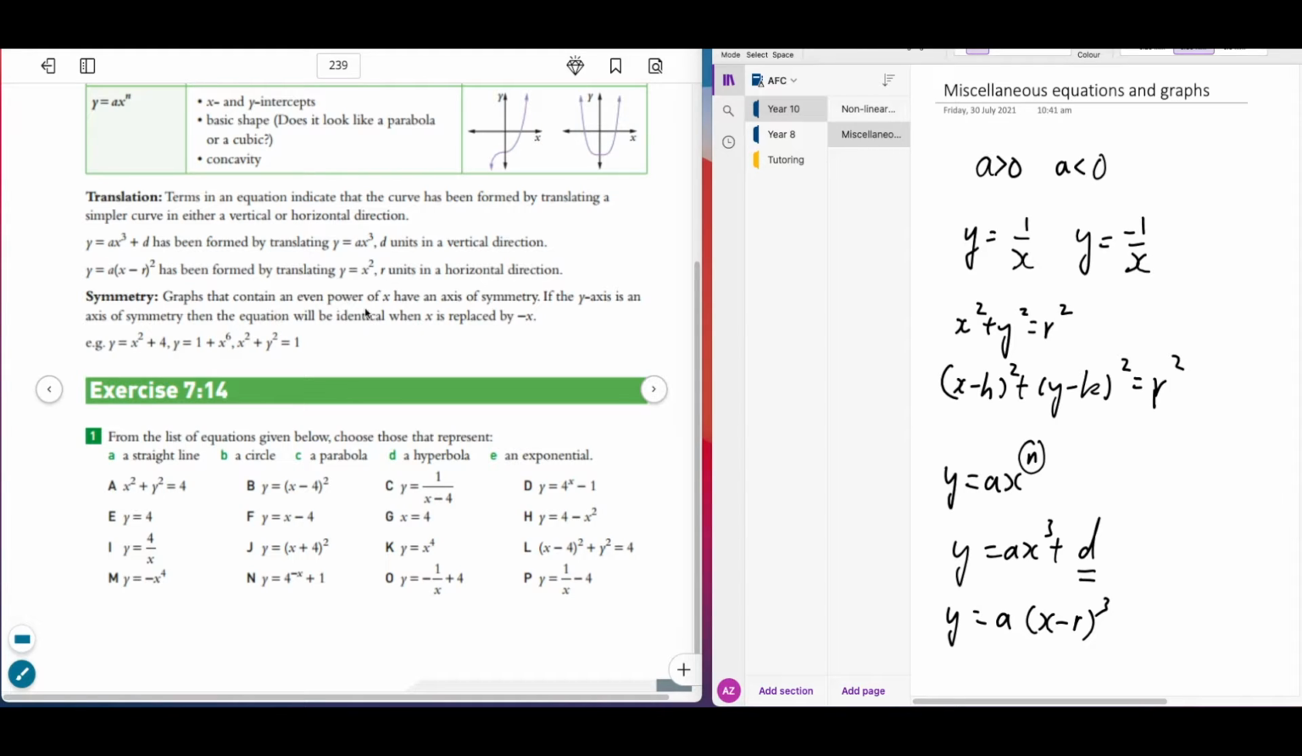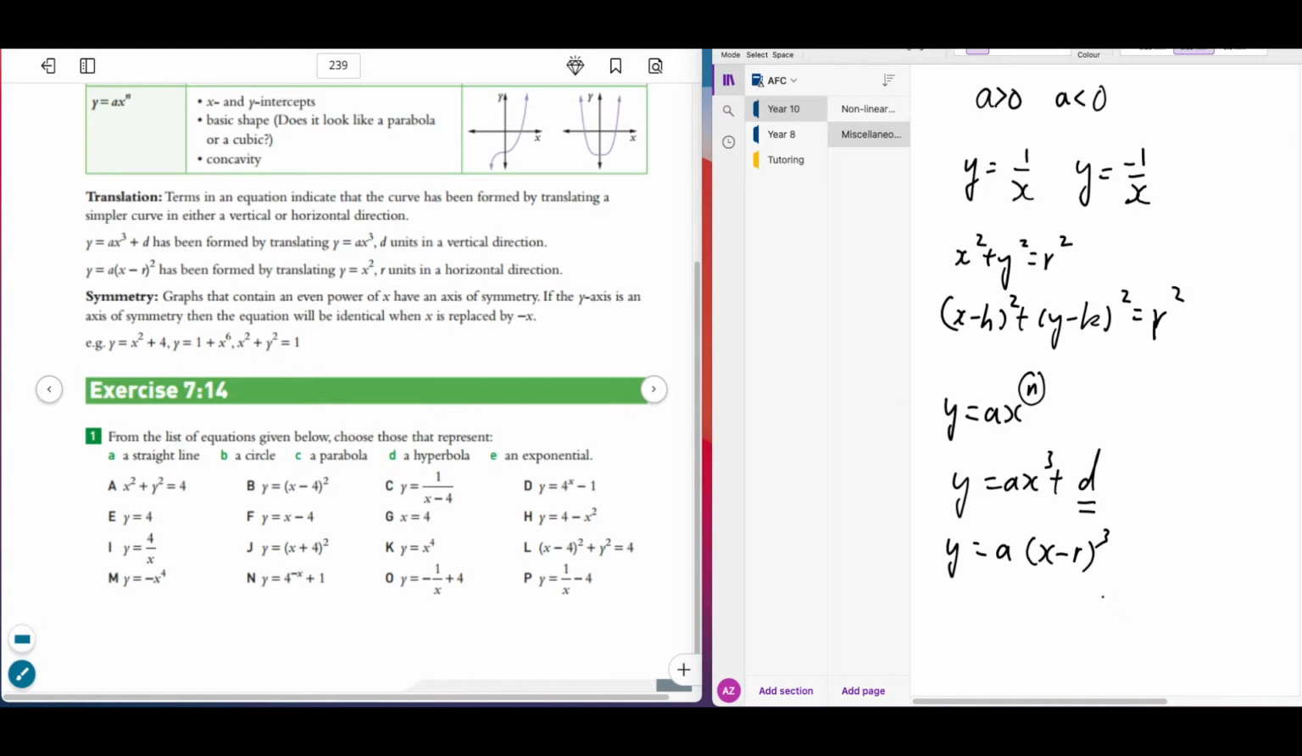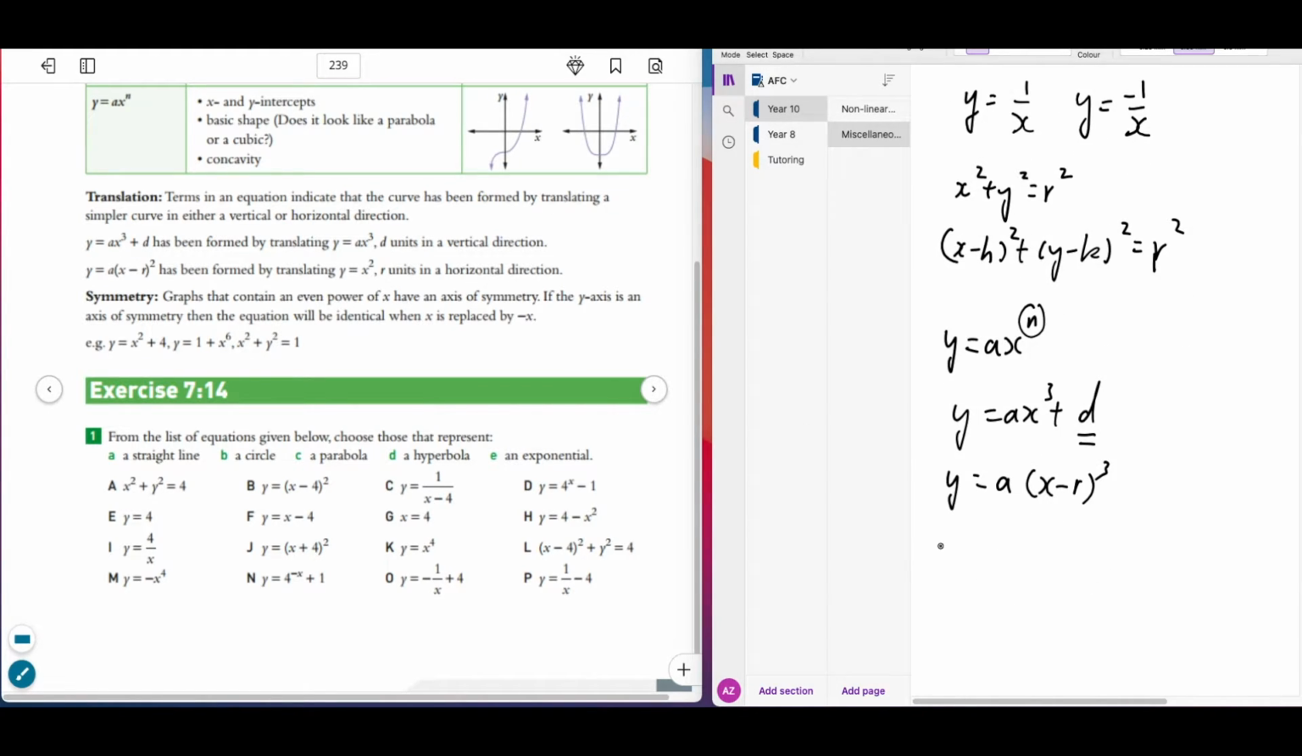Graphs that contain even power x have an axis of symmetry. If the y-axis is an axis of symmetry, then the equation will be identical when x is replaced by minus x. Okay, so you don't have to worry too much about this. But basically, if a graph has an even power, so for example, y is equal to x squared, y is equal to x minus 1 to the power 4, these are graphs with an even power. They all have an axis of symmetry.